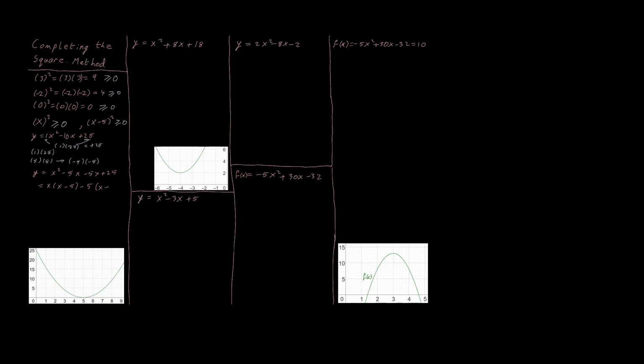When I do that, something else might jump out to me. The number on the end, the plus 25 here, comes from multiplying minus 5 by minus 5. So I break up my middle term into two equal parts, and the number that I get there I multiply by itself to get the number on the end. This is the pattern for a perfect square.